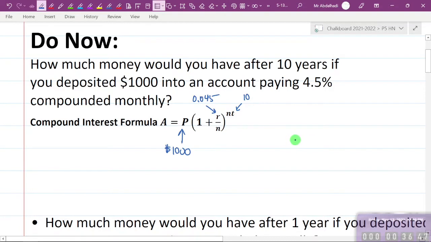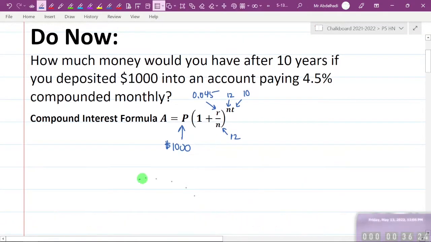And compounded monthly, what do we do for N? N is the number of times per time cycle. The time unit here is 1 year, and we're doing 10 years. So how many times per year? In this case, it's 12. If it's monthly, it's 12. And you have 2 of them. You have an N here, and you also have an N here, so those are both 12.